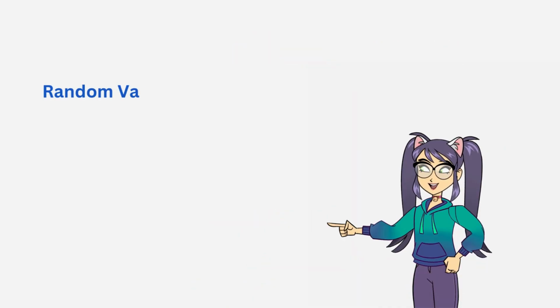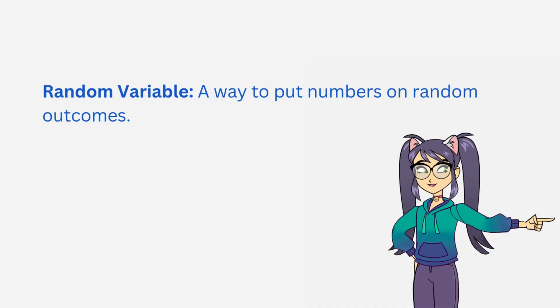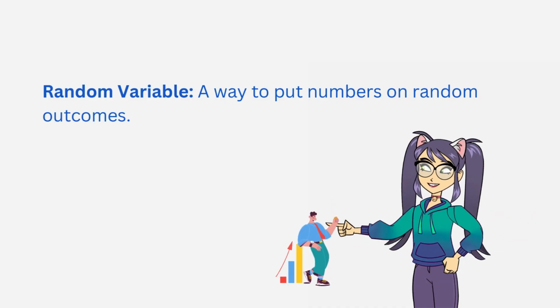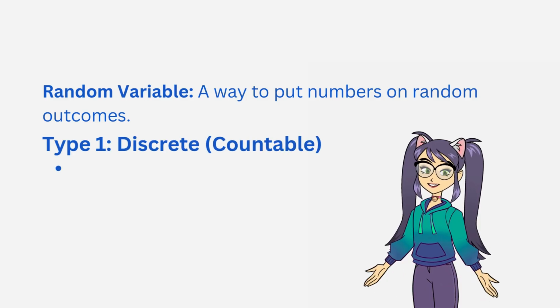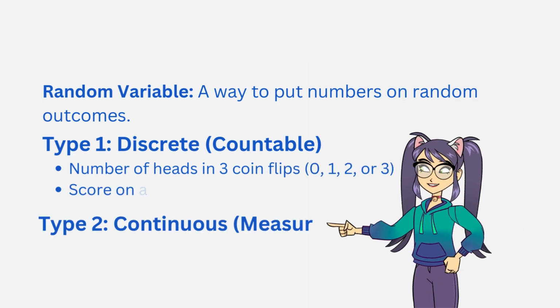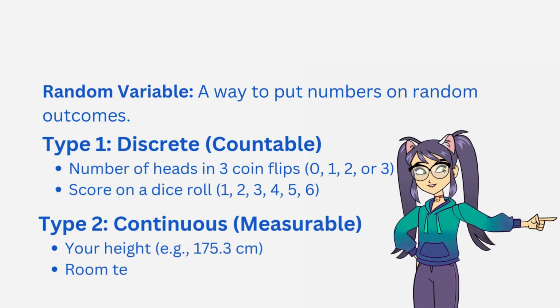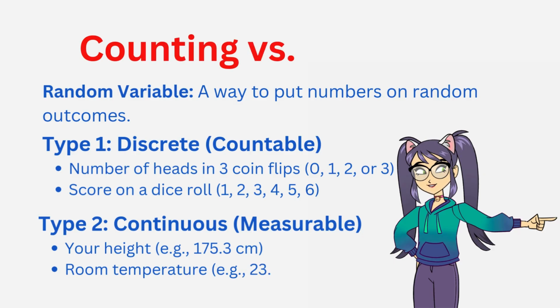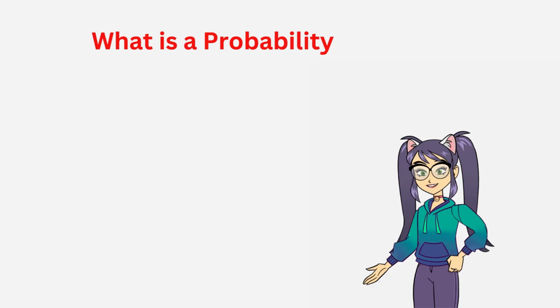Okay, so to work with chances, we first need something called a random variable. It's just a fancy name for assigning a number to a random outcome. Like, how many heads did you get when flipping a coin 3 times? That could be 0, 1, 2, or 3. You can count the possibilities. That's called discrete. Or think about your height or the temperature. These can be measured and could technically be any value within a range. That's called continuous. Got it? Counting versus measuring. Simple.